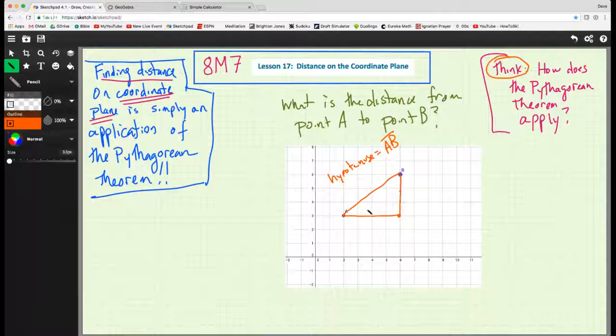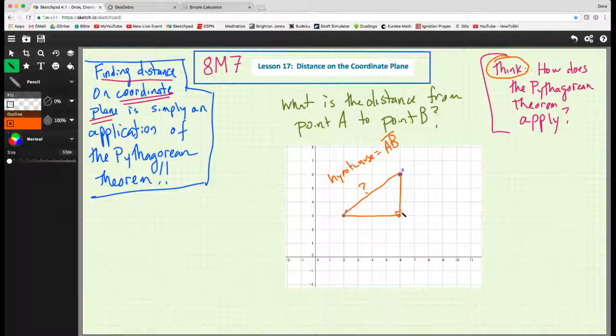Okay, and how do I know this is a right angle? Well, I know it's a right angle because it lines up right here on the edge of a square. That will always be a right angle. I've got a vertical line and a horizontal line, and those always meet in right angles. That's another way to think about it. So now I can actually go about finding my distance from A to B. Well, how do I do it?